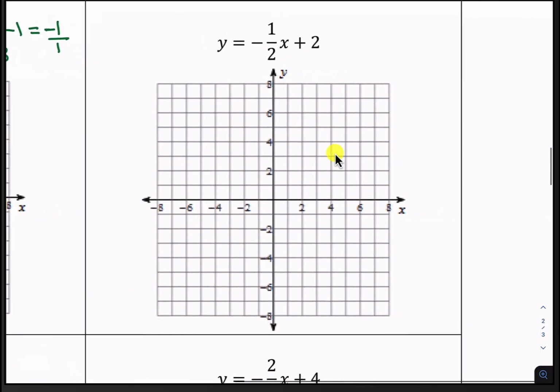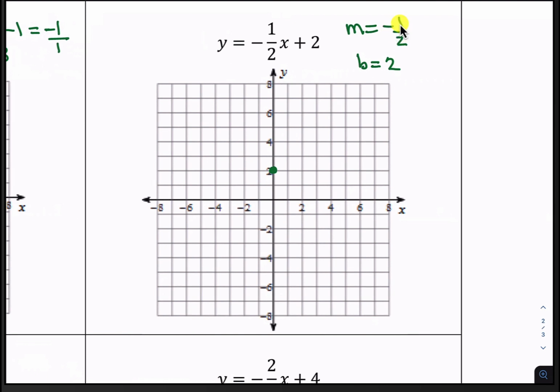All right, next one. Y equals negative 1/2 times x plus 2. M is the number that's multiplying the x, so m is negative 1/2. B is the number being added to the x, so b is positive 2. Positive 2 represents our y-intercept, so we go to the y-axis and plot our first point here at 2. Our slope is negative 1/2. Let's take the 1 to be considered as negative. The 2 is actually positive.